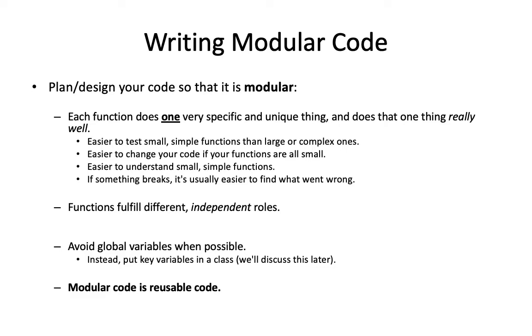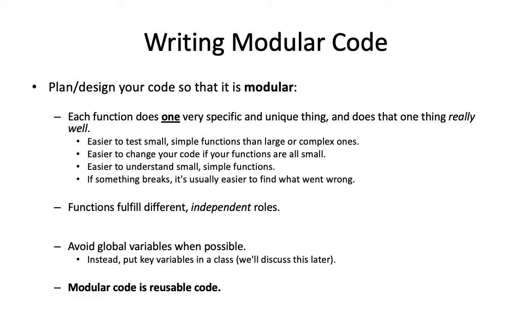When you do that, it's easier to change those smaller functions. Maybe you got something wrong in one of them. You don't have to change all of the stuff in the big function. You can just change your small function that does this very specific, specialized task. You can also usually understand what's going on in these smaller functions a lot more easily than in a big function.